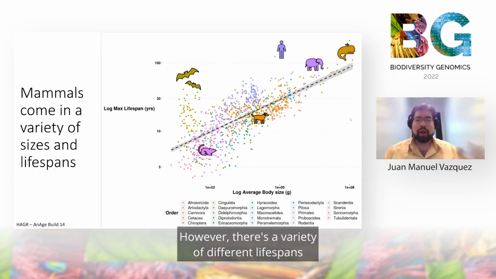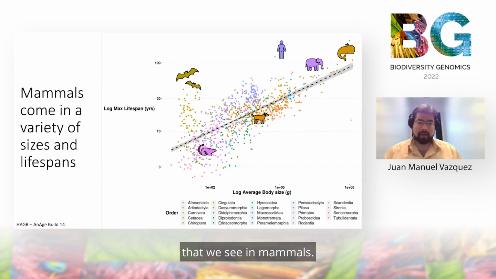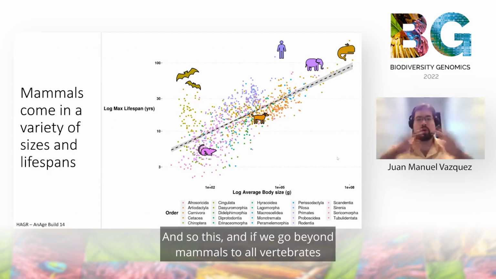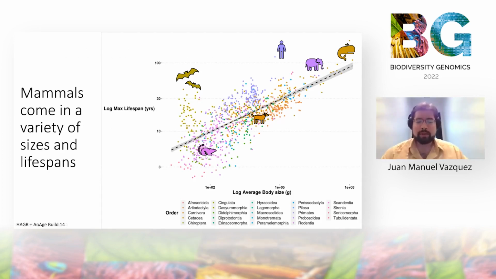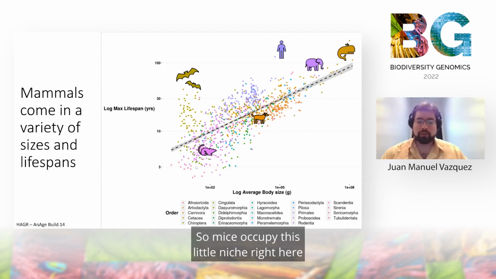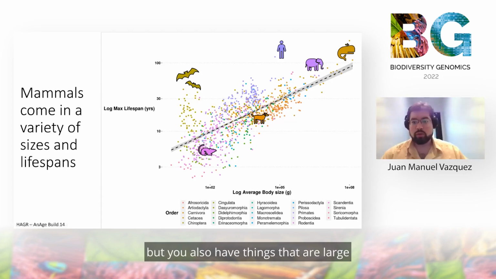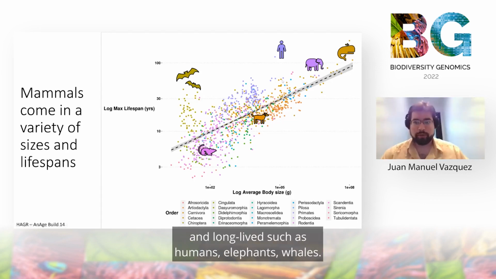However, there's a variety of different lifespans that we see in mammals. And so if we go beyond mammals to all vertebrates, there is an even greater span of lifespans. So mice occupy this little niche right here of short-lived and small, but you also have things that are large and long-lived, such as humans, elephants, whales.